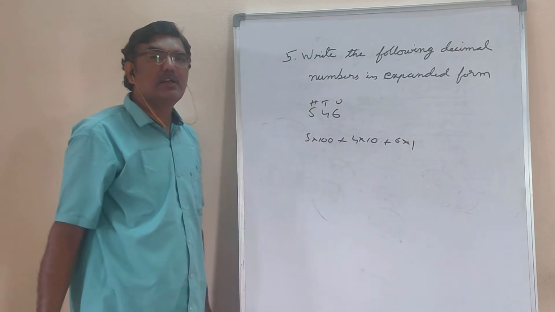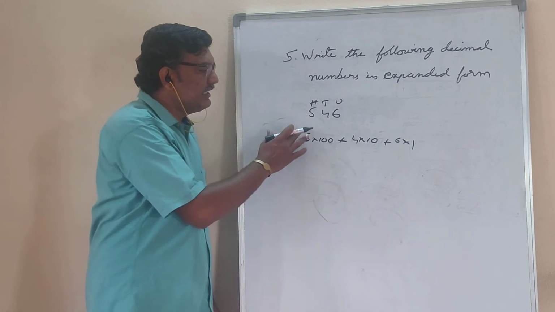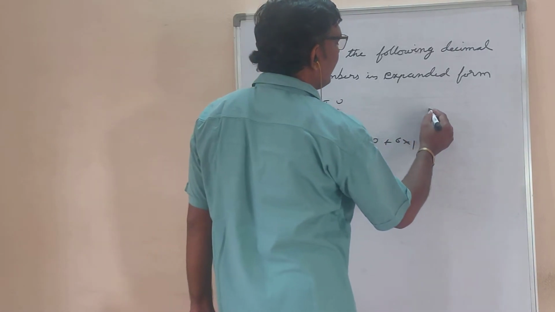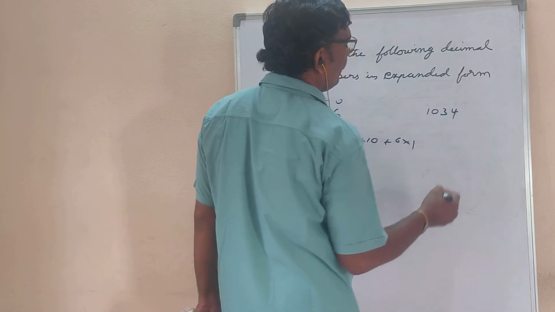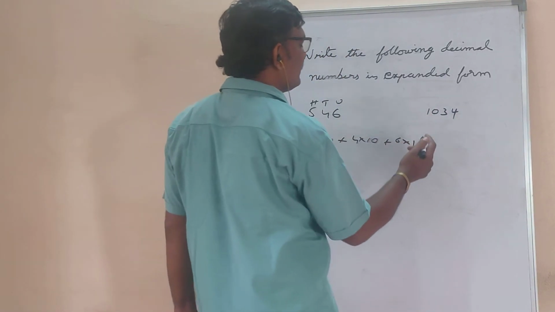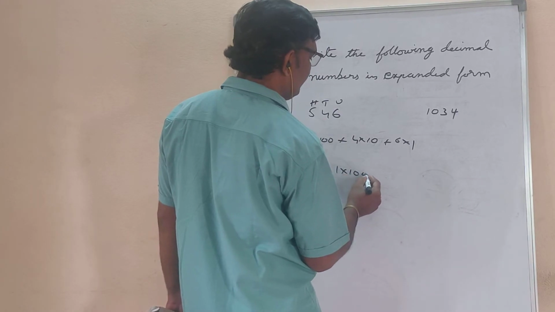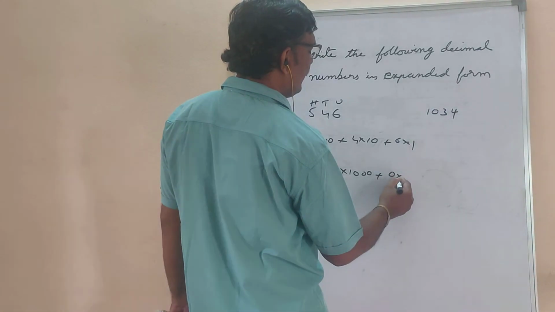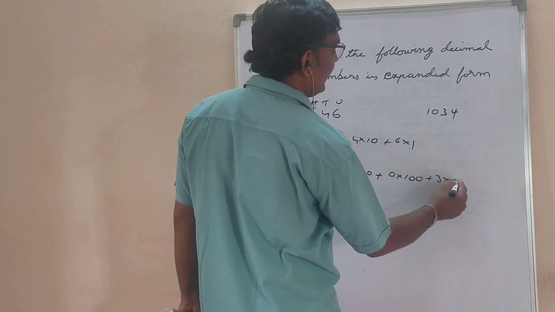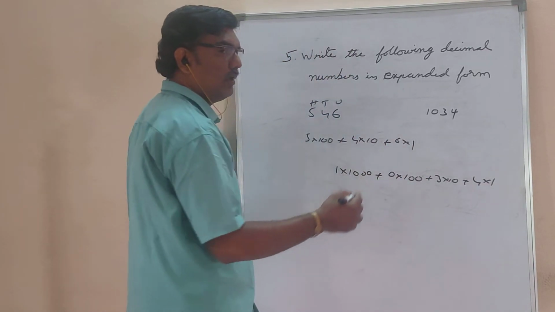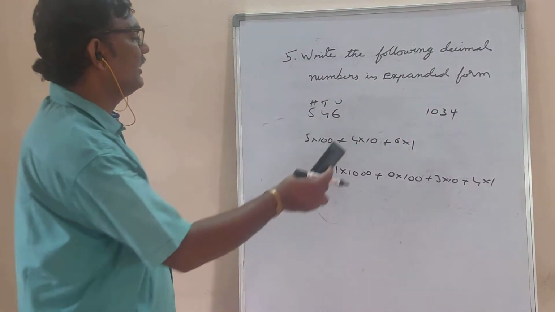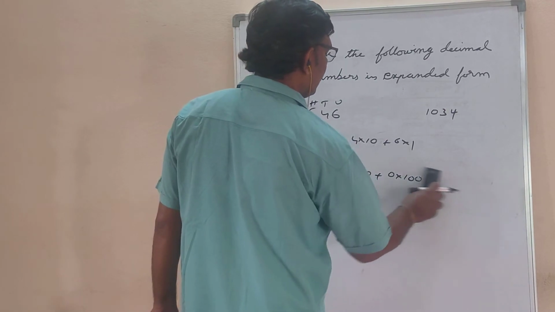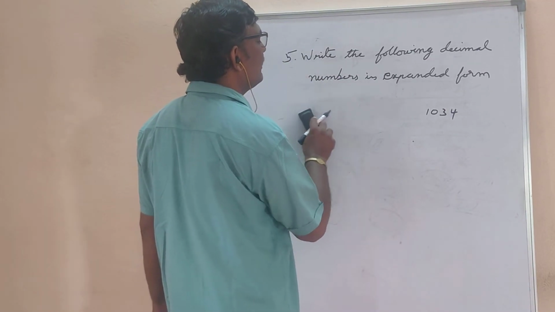But what is the question here? Expanded form for decimal numbers. Sometimes some zeros will be there, like 1034. In the hundreds place you have 0. You can write it as 1 into 1000, 0 into 100, 3 into 10, 4 into 1. It is called expanded form. If any digit is 0, you have to write it into its place. Now we will go with the decimal number.